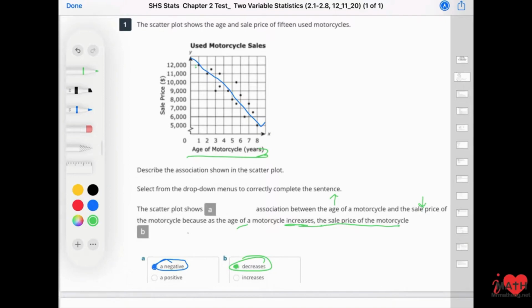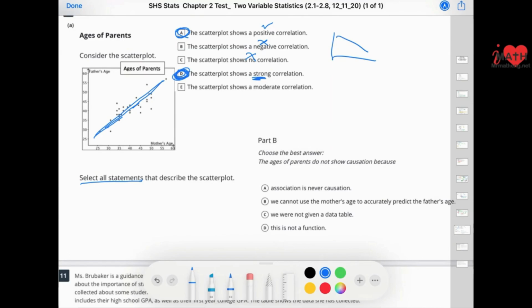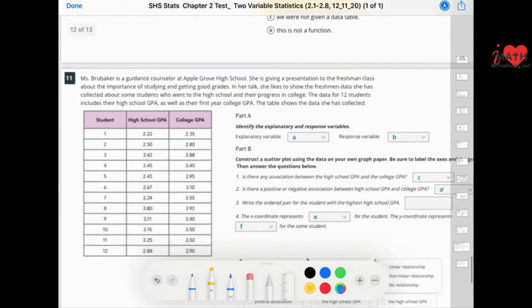The ages of parents do not show causation. Do not, I'm going to circle that one, because association is never causation. We can say that there's a strong relationship. We can say it's positive or negative, right? We can use our SHS. It says choose the best answer there. So 10B, the answer is A. Question number 11.